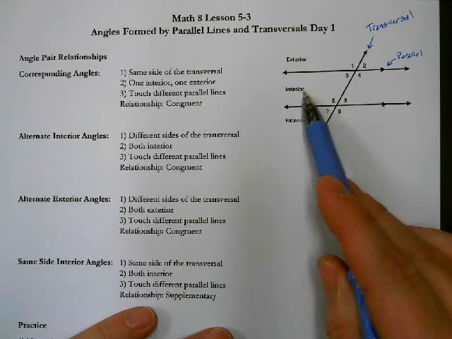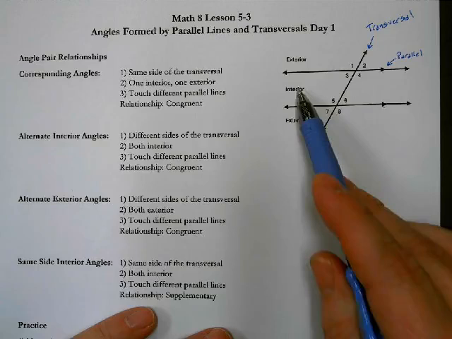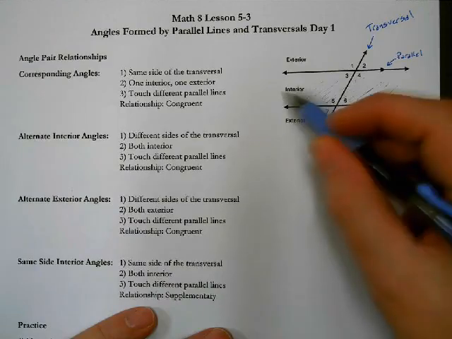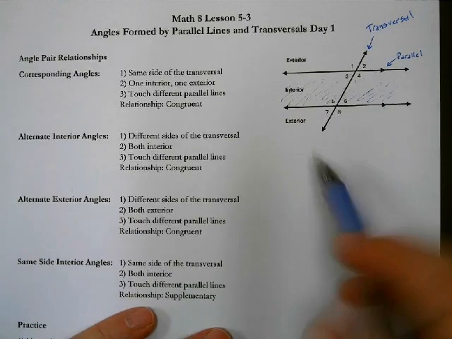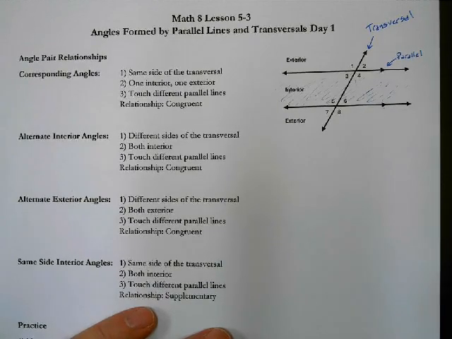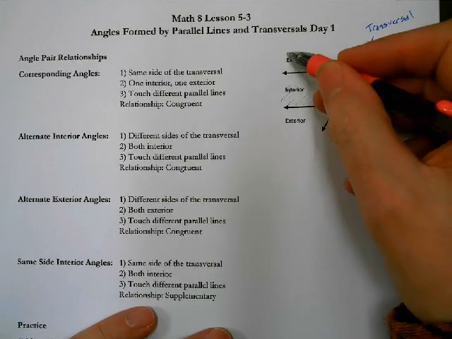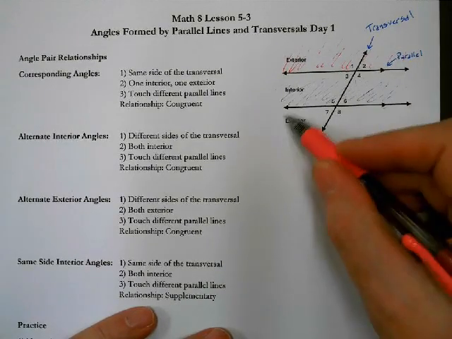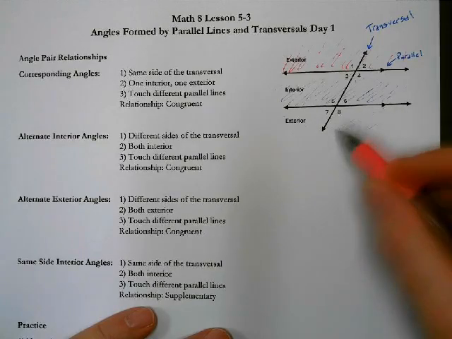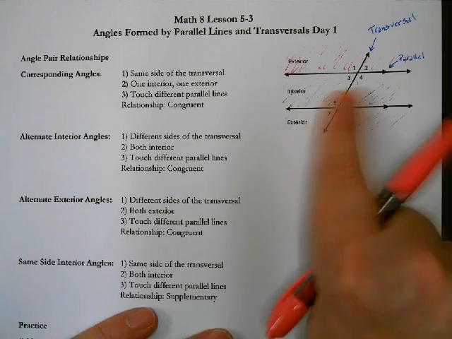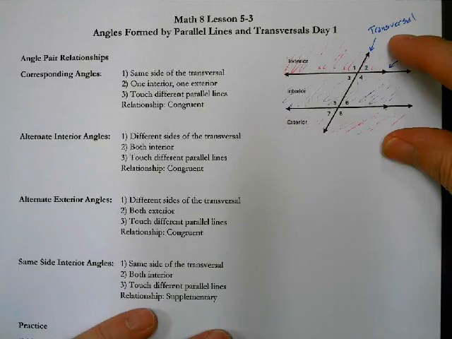We consider any angles inside of the parallel lines interior angles. So everything in here is an interior angle. That would be angles 3, 4, 5, and 6. Those are my interior angles. Any angles not in between the two parallel lines are considered exterior angles. Up here, I've got 2 exterior angles, angles 1 and 2, and down here, I've got 2 more exterior angles, angles 7 and 8. So there are my interior angles on the inside, exterior angles on the outside.